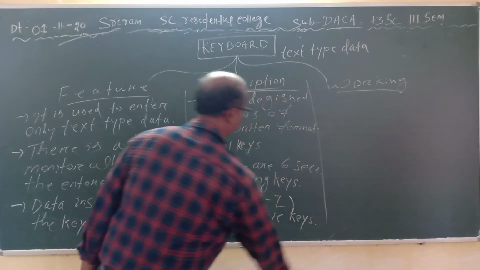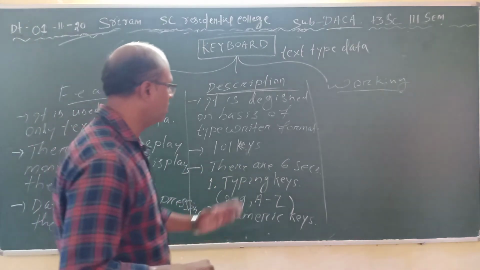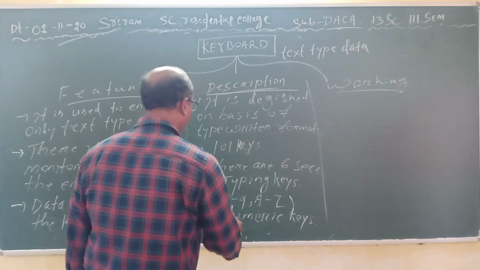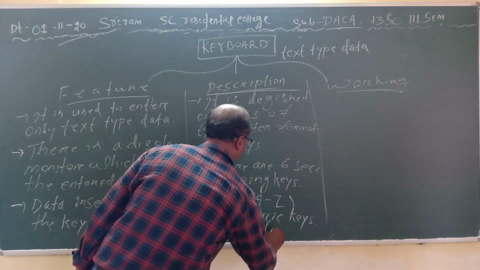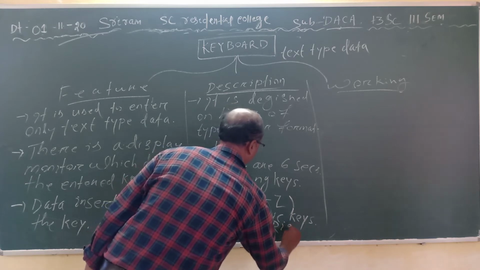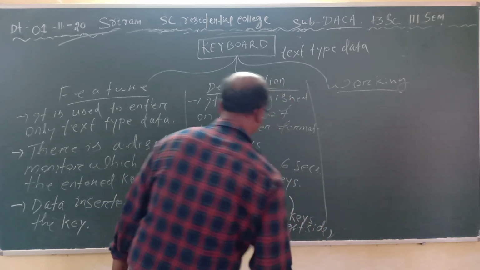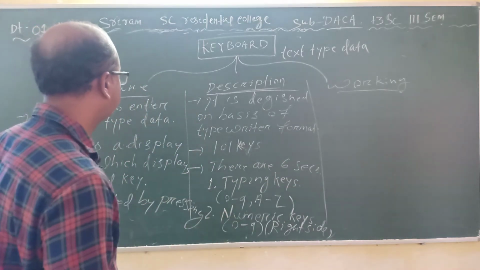Numeric keys are found on the right side of the keyboard, the right and bottom side. The numeric keys are 0 to 9, and they are found on the right side of the keyboard. On the right side you can see them in a square block; those are the numeric keys.